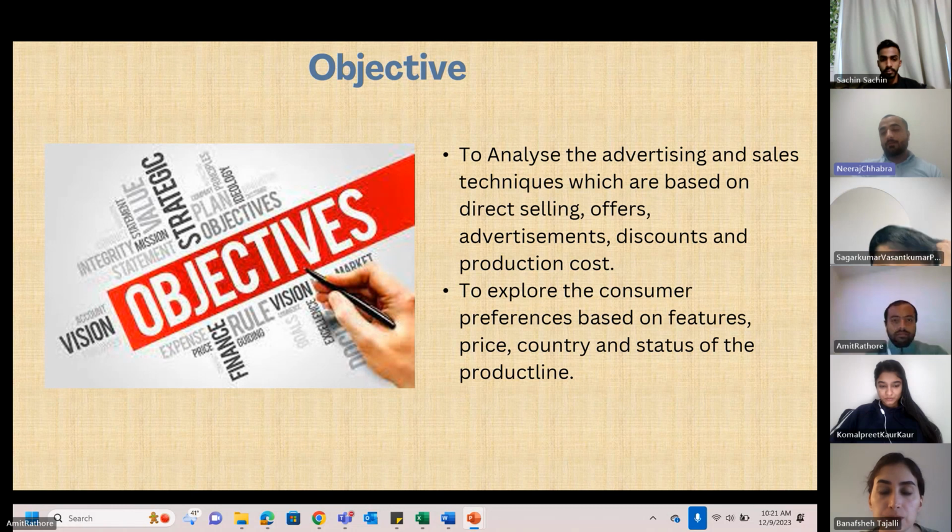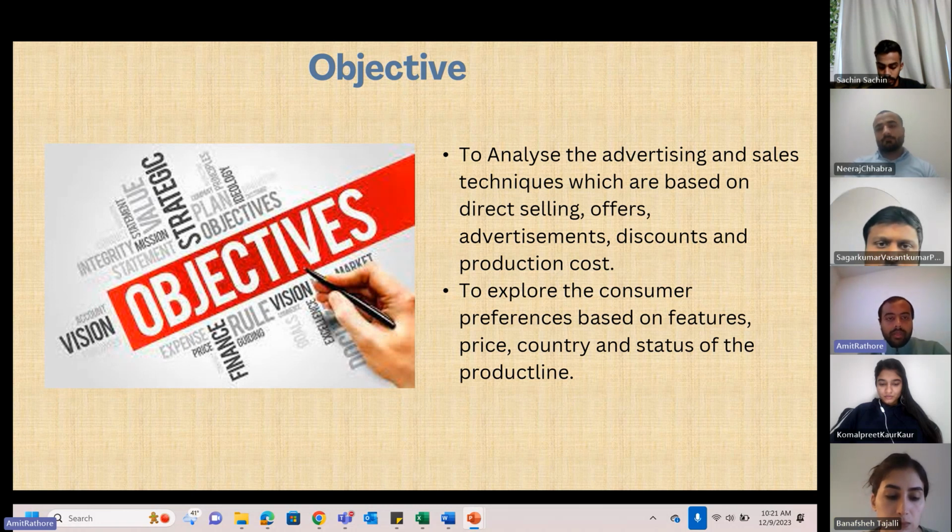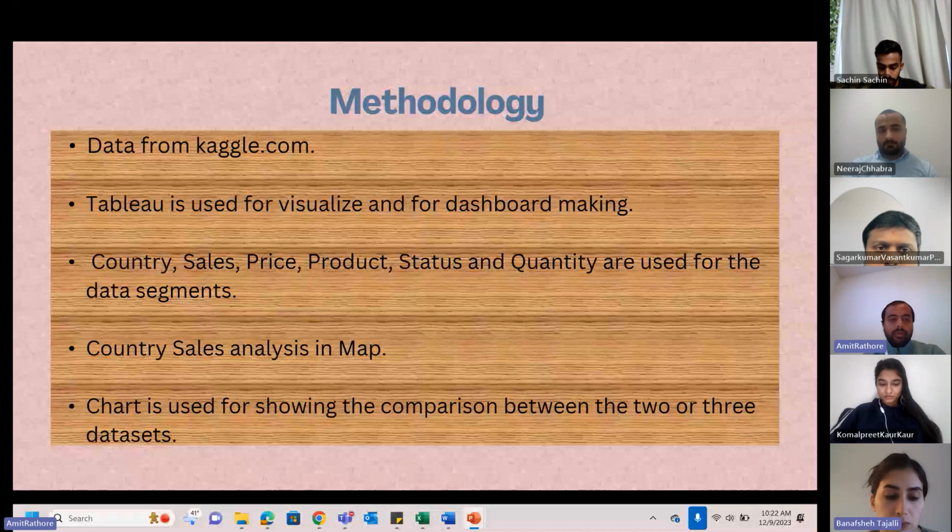Now my friend Amit will take over and discuss the next portion. Thank you. Furthermore, we are covering the methodology as already shared by him. The data is collected from Kaggle.com. We are getting the data for sales and prices for the automobile industry, and we are covering different methods to analyze the data.